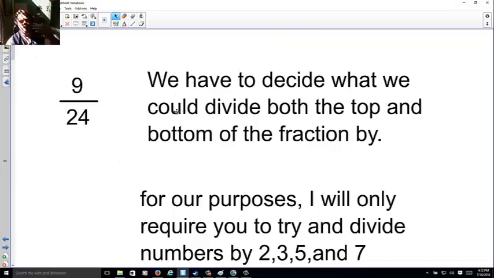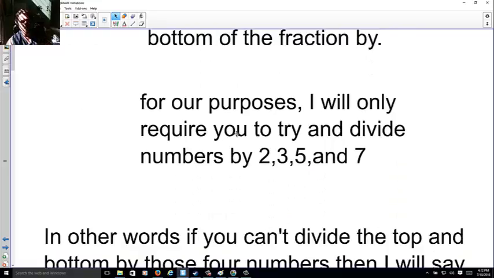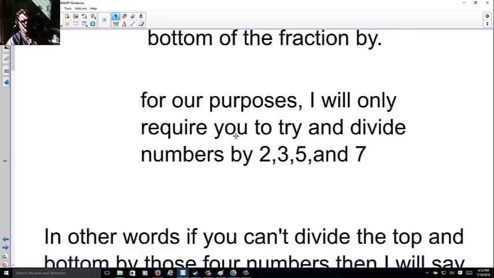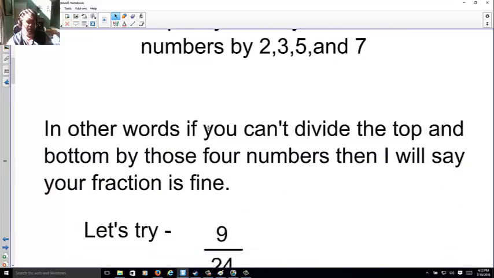We have to decide what we can divide both the top and bottom by. You might remember that from a previous video. What I want you to do is try to divide by 2, 3, 5, and 7. If you can't divide the top and bottom by 2, 3, 5, and 7, I won't give you a hard time if you didn't reduce it.